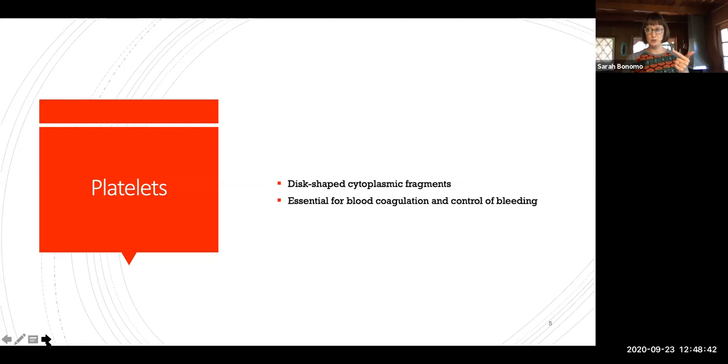Okay, so moving on, we've talked about erythrocytes, which are the red blood cells. We've talked about leukocytes, which are the white blood cells. And now we're going to talk about platelets briefly. We'll go into a little more depth in a moment, but platelets are not true cells. They're irregularly shaped cytoplasmic fragments of a gigantic cell called a megakaryocyte.